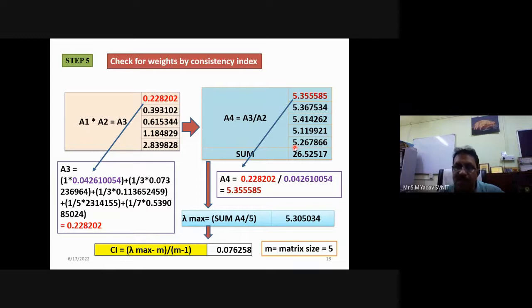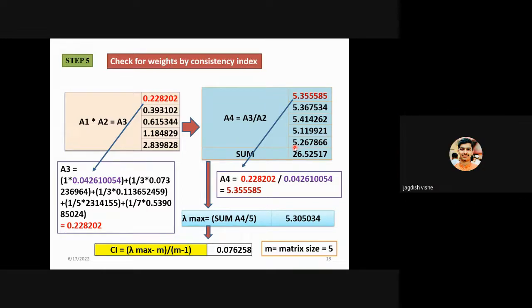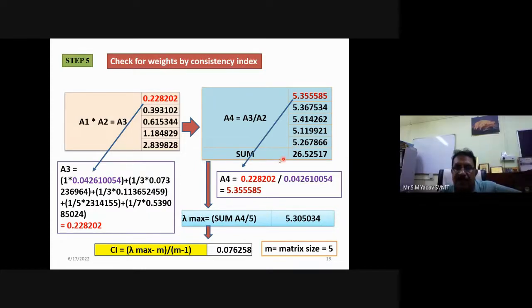If you are doing it in Excel, you can do it fast. Simply write formulas there. Okay, sir. Done, sir. Then sum it, the A4 matrix. The summation of the A4 matrix is 26.52517.